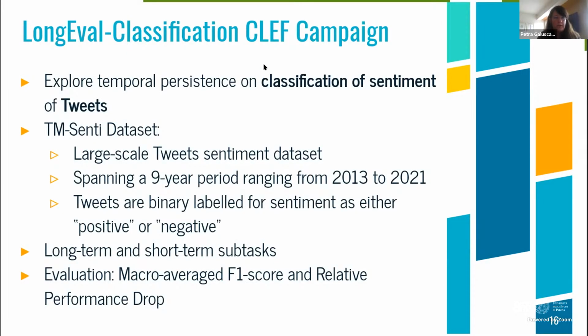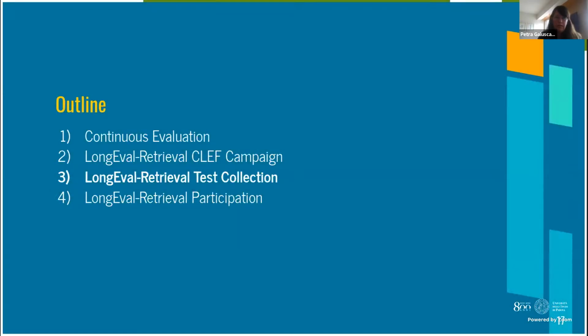There is also a second part of the campaign. So I'm talking today only about the retrieval part of the campaign, but there is the same question being solved in the classification task. So exactly the same task as I showed you of the Twitter classification, so whether the tweet is positive or negative. And they have a collection consisting of tweets spanning across a 9-year period. And they are also trying to investigate how the models are robust across time. But yeah, I will be talking today about the retrieval mainly.